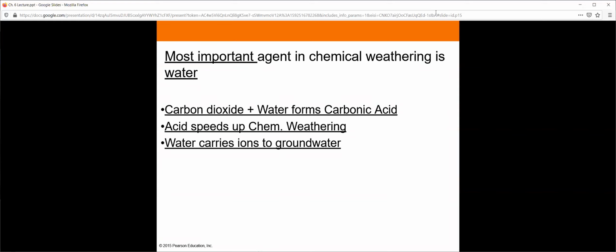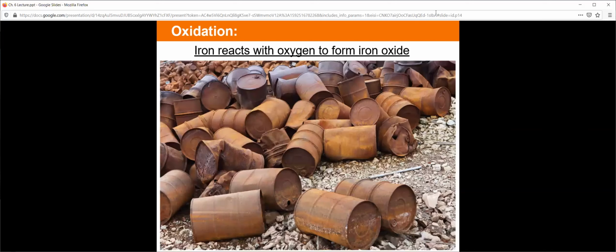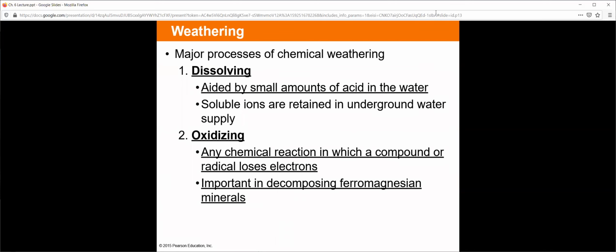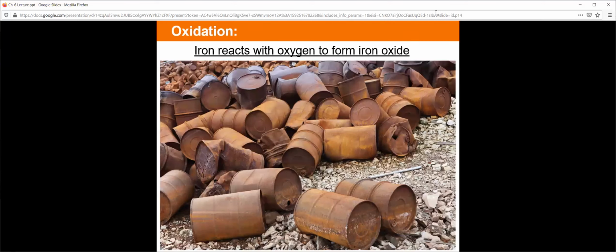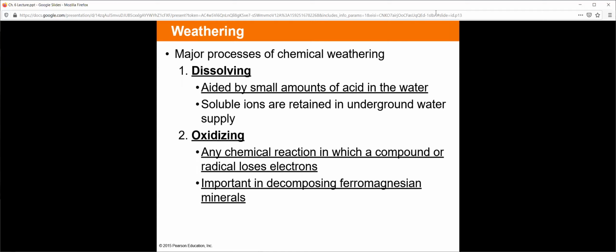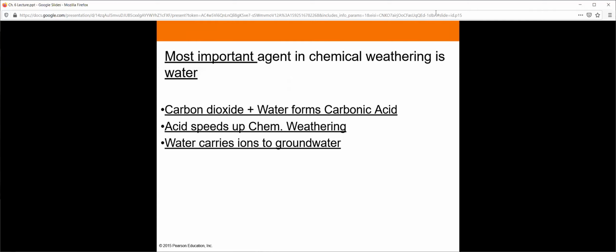The key connecting tissue between dissolving and oxidation, however, is water. Water plus, let's say, carbon dioxide can form carbonic acid, which would speed up the chemical weathering. And that water also contains the ions that induce both the dissolving and the oxidation. Water plays a big role in the end.